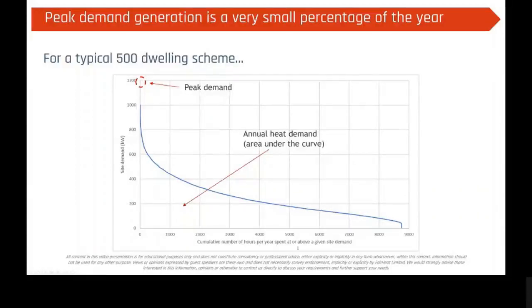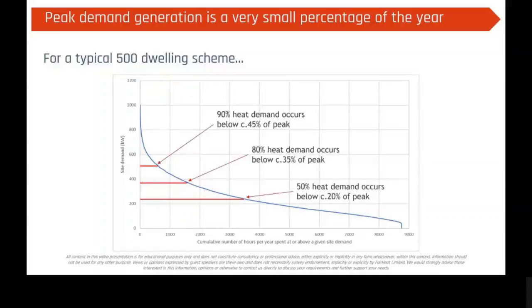If you look at the cumulative number of hours per year spent at or above a given site demand, you can see that for half the year, we're at loads less than half of that peak load. So we're spending the majority of our time at loads well below the peak load. When we look at this in more detail, we're spending 90% of the heat demand below 45% of that peak. We spend 8% of the heat demand around 35% of peak. And we actually spend 50% of our heat demand occurring below 20% of the peak demand.